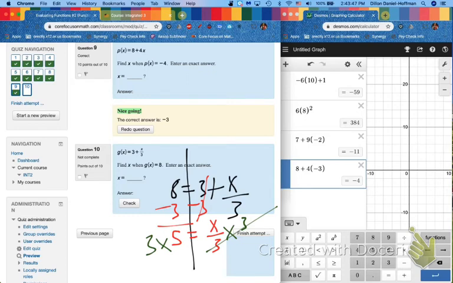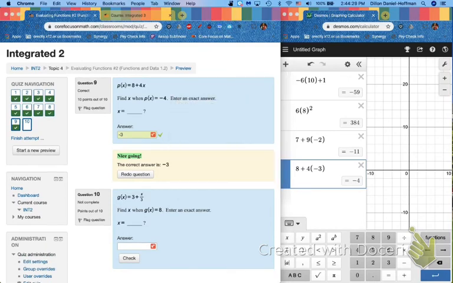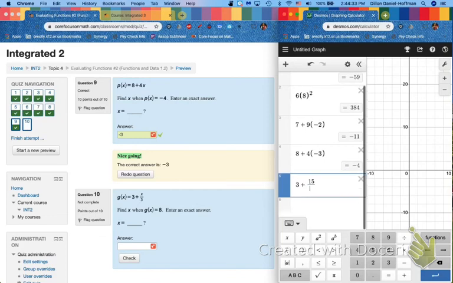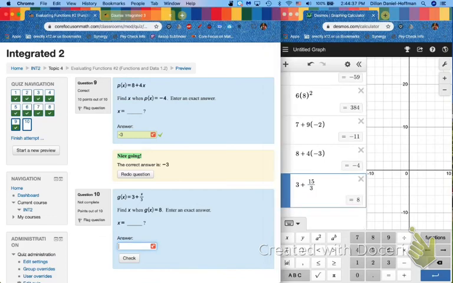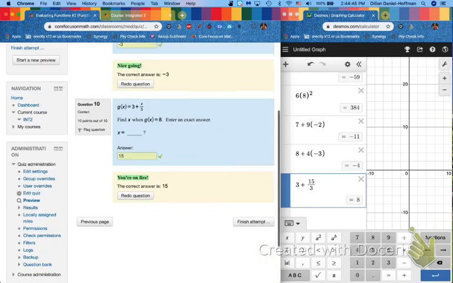15 it is. And does that end up checking out? Let's see. 3 plus 15 over 3. Show me 8. Boom, 8. So I know the answer must be 15. Again, I love that about algebra. You can check, double check, triple check as many times as you want to until you know you're right.